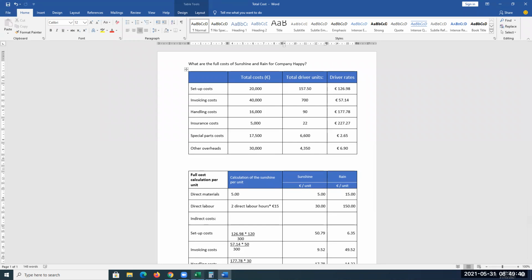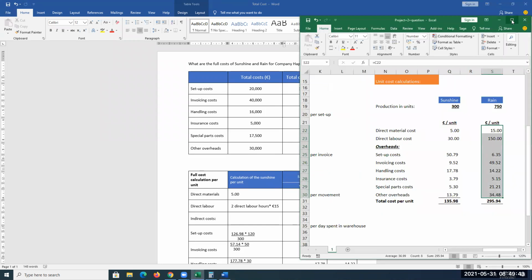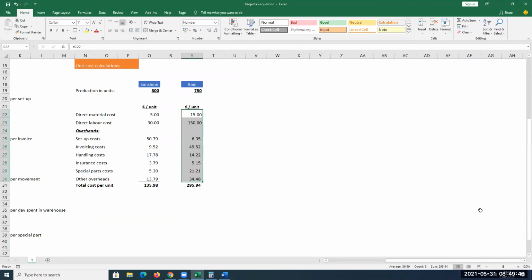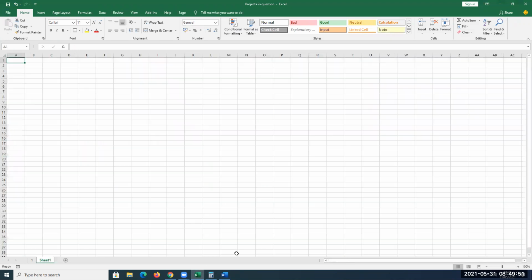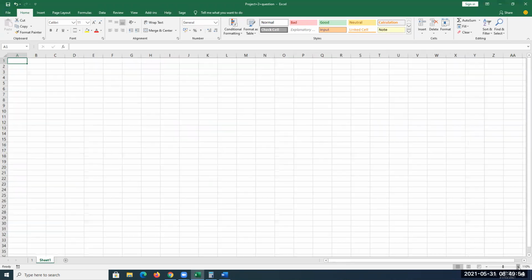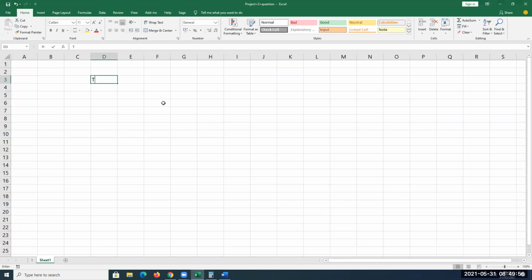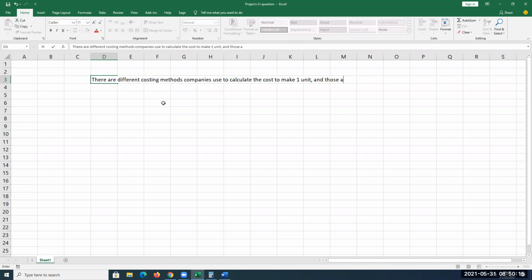So you know that in activity-based costing, the difference is that there are different costing methods companies use. Okay, I can just write it here for you. So there are different costing methods companies use to calculate the cost to make 1 unit. And I can list some of them.